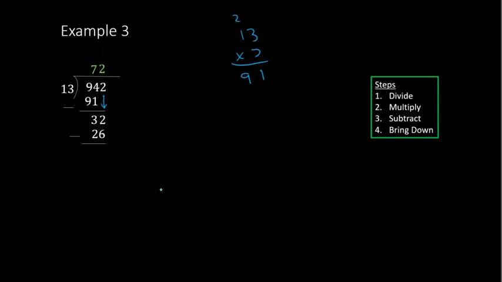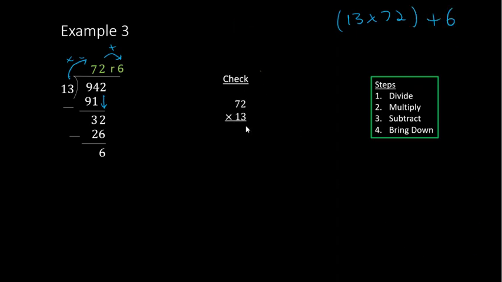And then step 3 is subtract. 32 minus 26. That would give you 6. So 6 would be the remainder. So your solution would be 72 with the remainder of 6. And we could double check our work to see if we did it correctly. We would do 13 times 72. Then we have to add the remainder of 6. So 13 times 72, and then add 6, and let's see what that would give us.